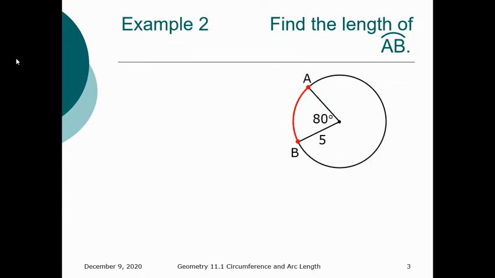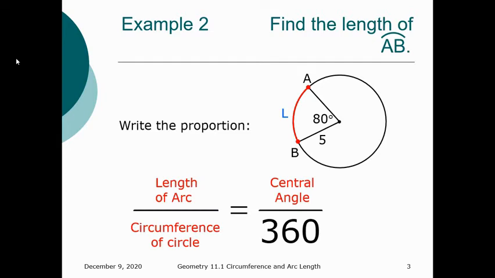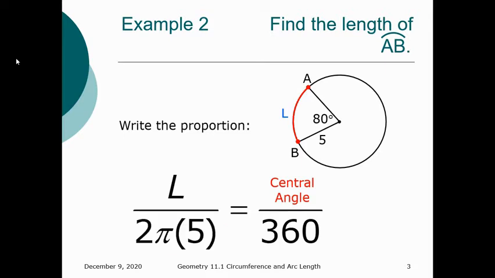So we're going to look at this example. We're going to find the length of AB. We're going to name that L. We're going to write a proportion. So the length of the arc is divided by the circumference of the circle, which is going to be equal to the central angle over 360. Notice that L goes on top. Circumference is 2 pi and our r is 5 and the central angle is 80.